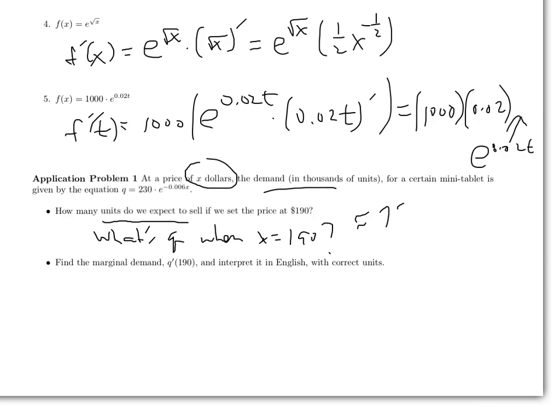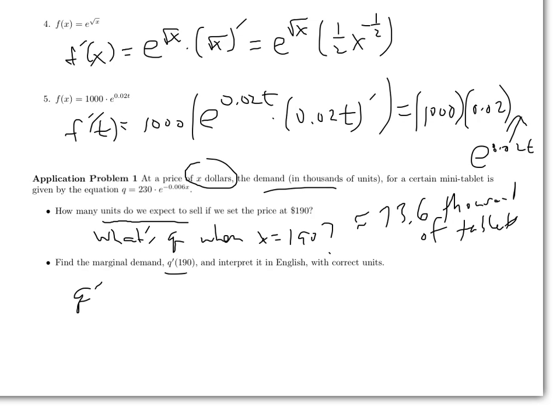approximately 73.6, one decimal place. And the units here are thousands of tablets. So in other words, if we set the price at $190, according to this price demand function, we expect to sell 73.6 thousand tablets. Marginal demand, as it says, is just Q prime of 190.